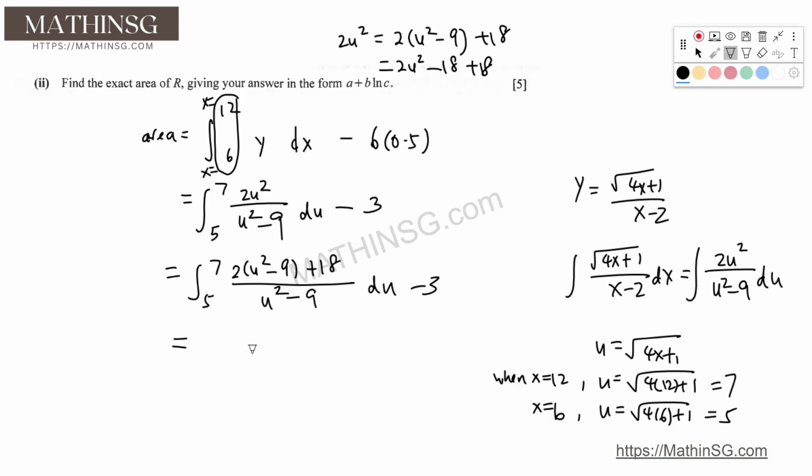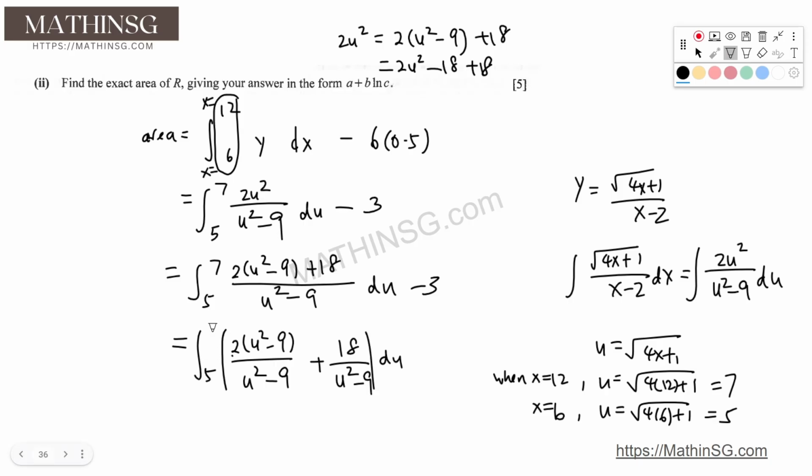Okay, so why do I want to do this? Because I can split it into this. And what do I know? This one I can cancel, right? It's just equal to 2, right? So let's not write so much. You know that it's 2, just straight away write that it's 2. Then this one, you can just use your formula booklet to find the integration of this, right?